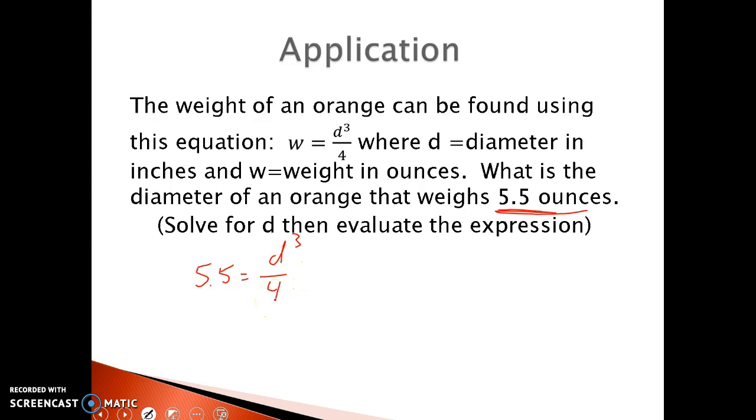So I'm going to simply get the D to the third by itself by multiplying both sides by 4. And if I take 5.5 times 4, that's going to be 20 plus 2, so that's 22 equals D to the third. And so then I want to undo the D to the third, so I'm going to take the cube root of both sides. And so I have D equals the cube root of 22, which is really close to 2.8. Okay, so I didn't simplify that, I just rounded to the nearest tenth. And so my diameter of my orange would be 2.8 inches.